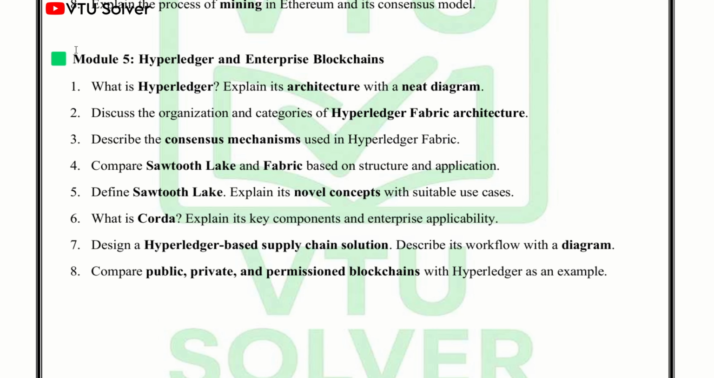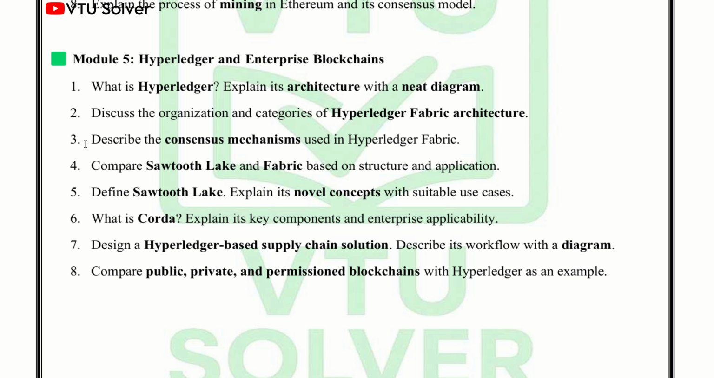Now the last, fifth module, we will discuss some questions from fifth module. That is first question, what is Hyperledger? Explain the architecture with neat diagram. Second, discuss the organization and categories of Hyperledger Fabric.